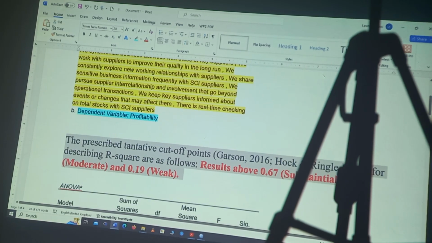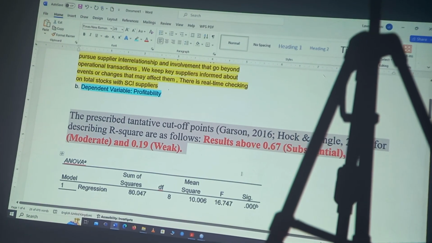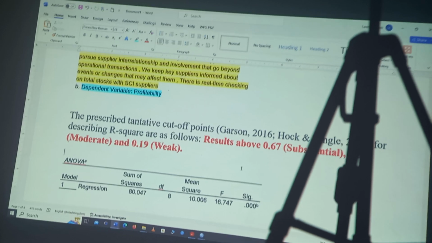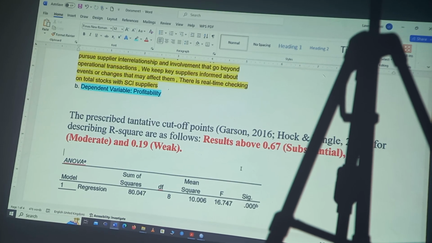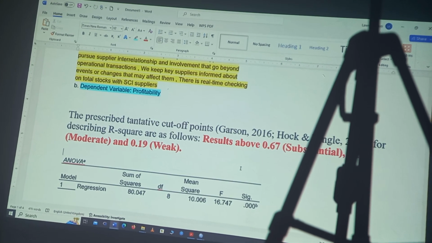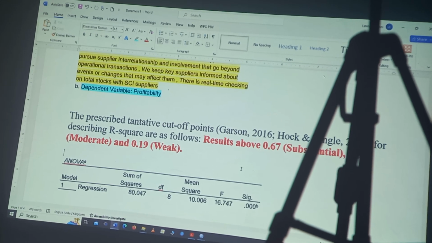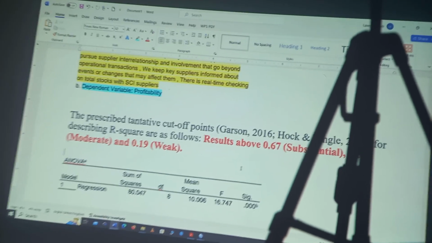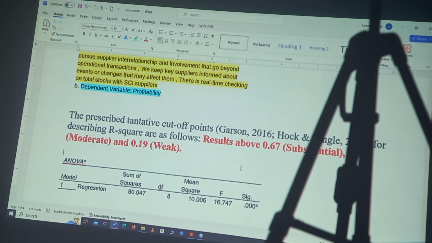R squared as follows. Above 0.67, you see that the change is what? A substantial change. When you get above 0.33 but not up to 0.67, you see that it is what? Moderate. And when you get from 0.19 up to 0.32, you see that it is what? Weak change. That's all.